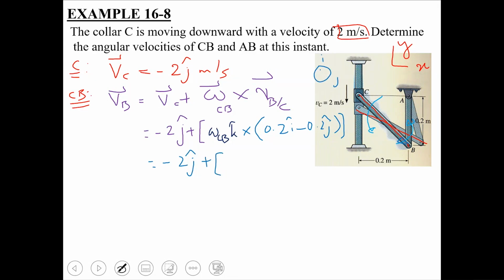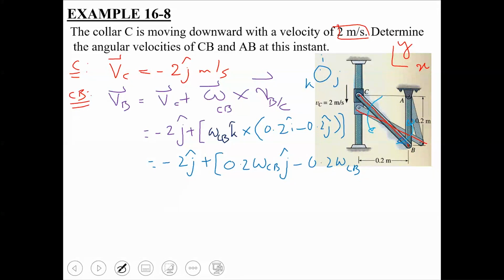और आपको अगर determinant वाला तरीका ज़्यादा easy है तो आप वो use कर लें, मुझे ये ज़्यादा आसान लगता है. So first term is 0.2 omega CB. What is K cross I? J है. So it is going to be K. The second term is minus sign, चूंकि वो already मौजूद है, minus 0.2 omega CB. What is K cross J?